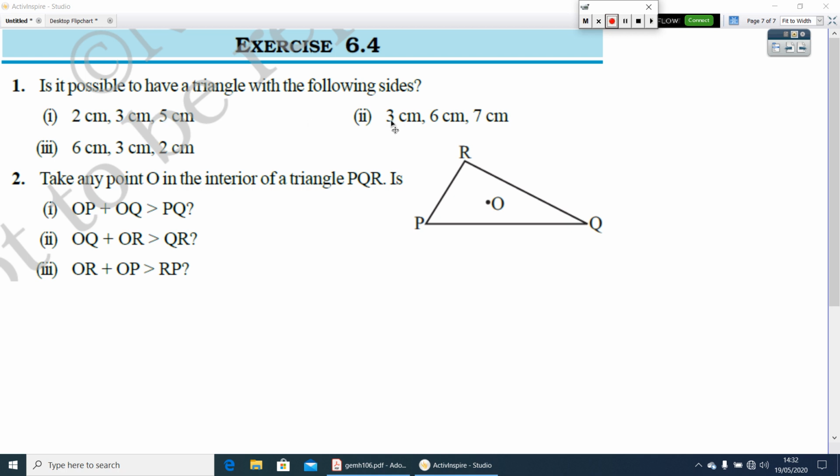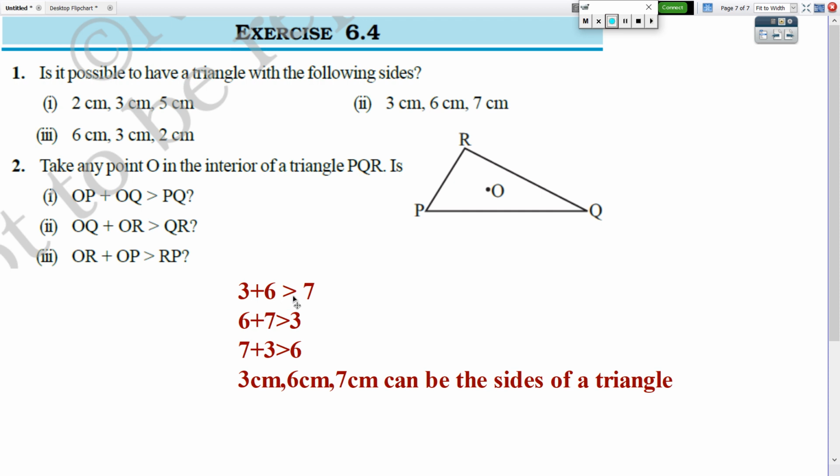In the second question you can do 3 plus 6 greater than 7. Here 3 plus 6, that is 9, greater than 7. 6 plus 7, 13 greater than 3. 7 plus 3, 10 greater than 6. So in this case, the sum of any two sides is greater than the third side. So you can write 3 centimeters, 6 centimeters, 7 centimeters can be the sides of a triangle. Do check it.